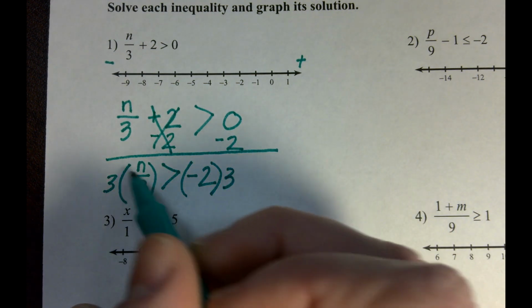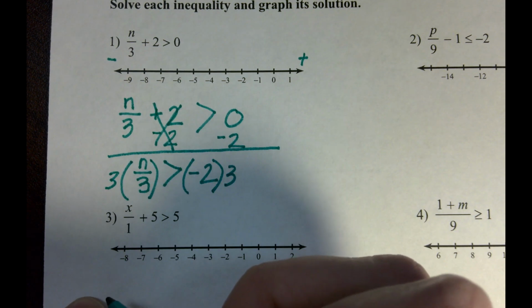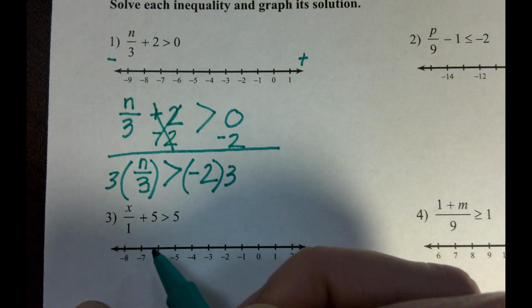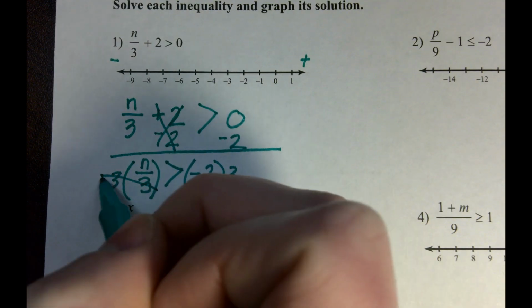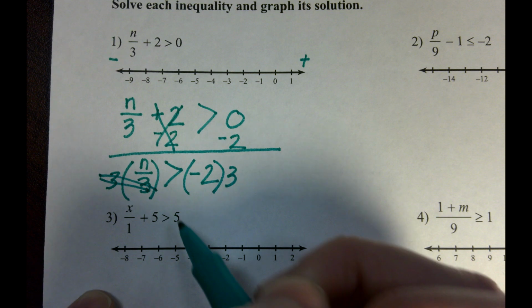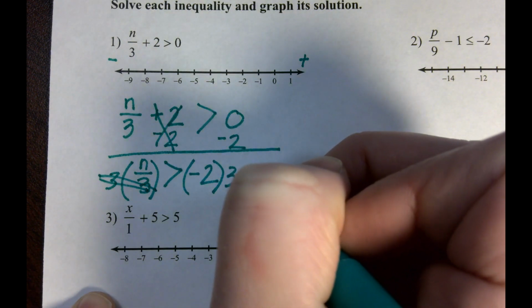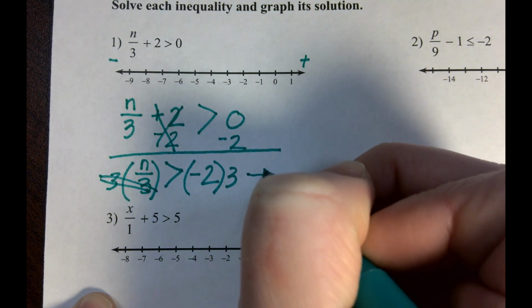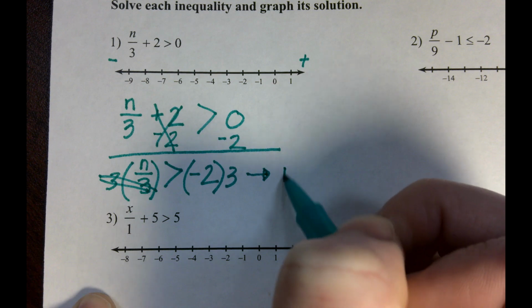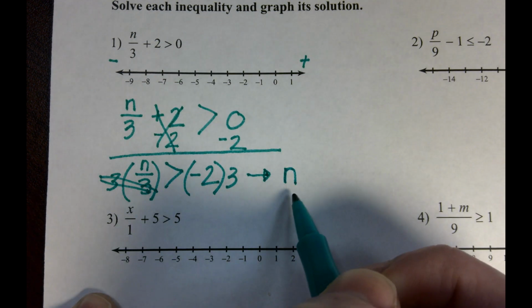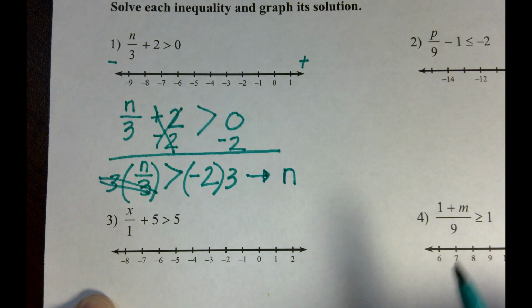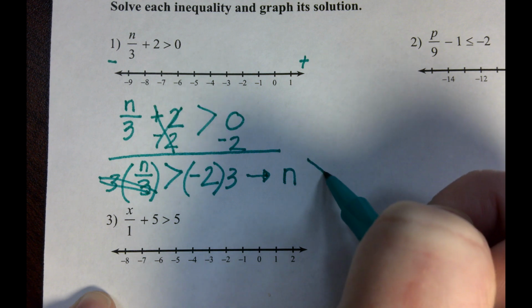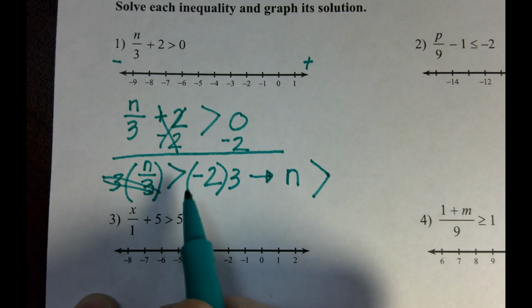And what happens over here with the n and the 3's? Cancel. They cancel. The 3's are gone. And I'm going to write my answer over to the side here. So I have n by itself. And then I'm going to copy my symbol, keep it the same, still greater than.